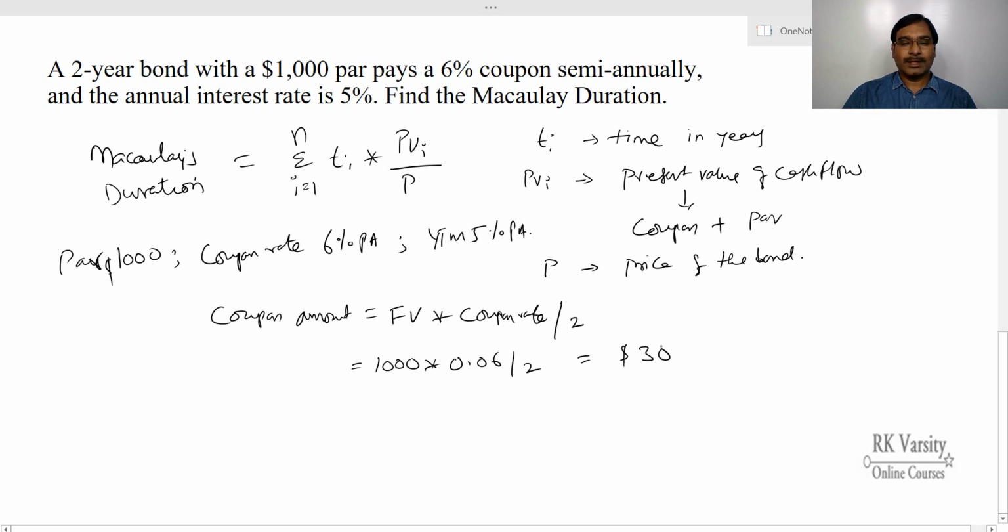which gives you $30. So the coupon amount is $30 and the annual yield to maturity is 5%. So your discount yield to maturity will be 0.05 upon 2, which equals 0.025. This is the yield to maturity that you need to consider to calculate the duration.